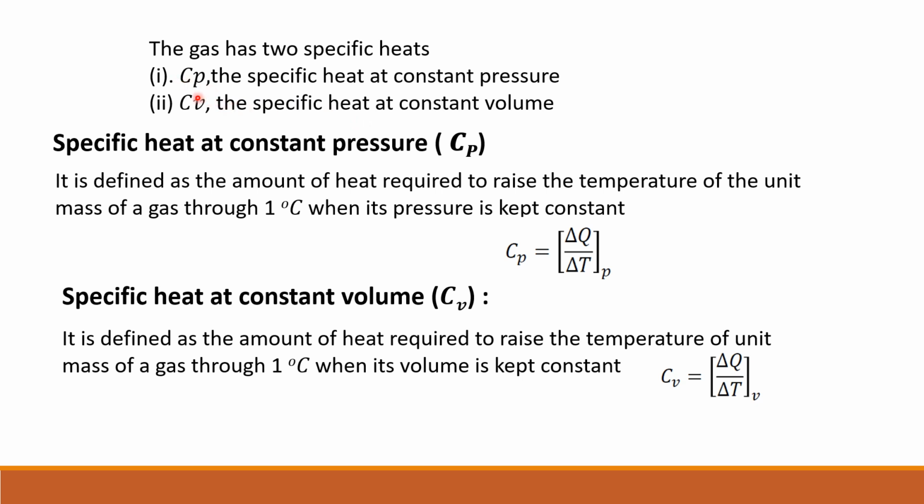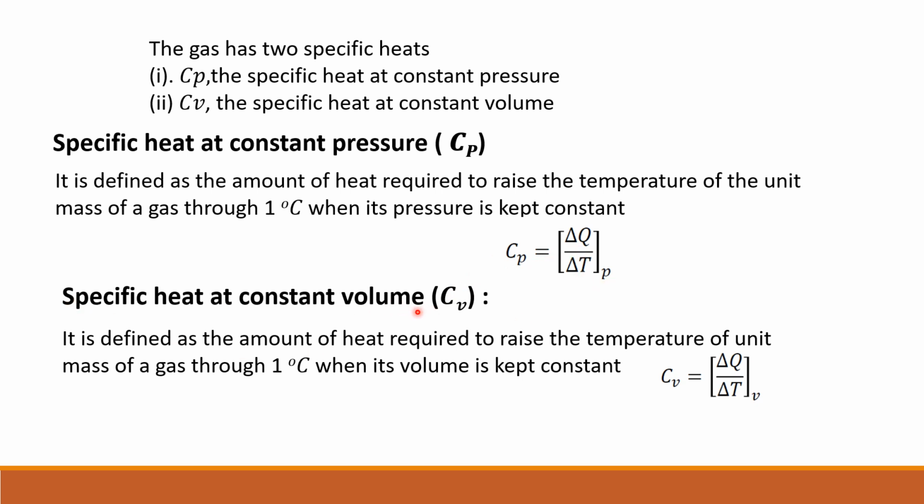So we can fix the pressure and find the specific heat, that is the specific heat at constant pressure. Then we maintain the volume constant and determine the specific heat, that is the specific heat at constant volume. The specific heat at constant pressure is defined as the amount of heat required to raise the unit mass of the gas through 1 degree Celsius when pressure is maintained constant. So Cp equal to del Q by del T at constant pressure.